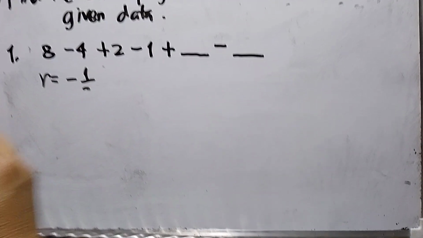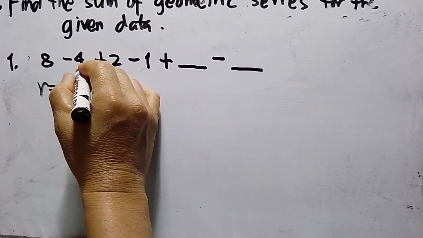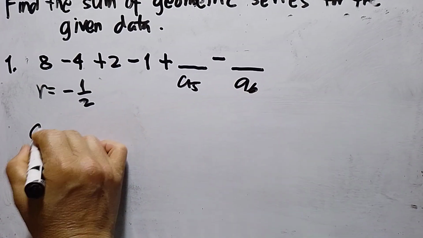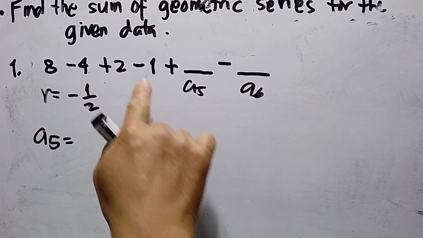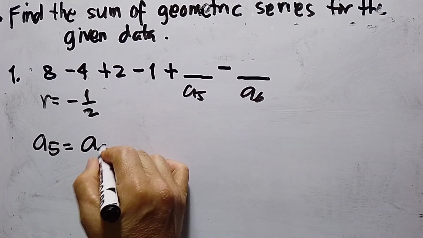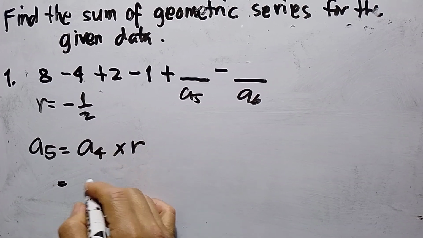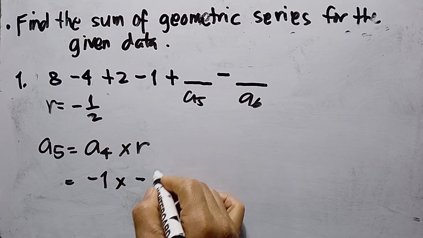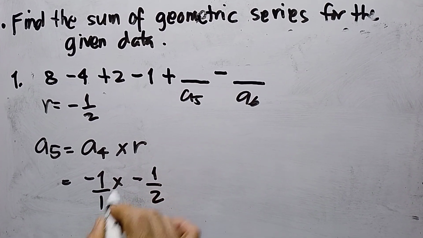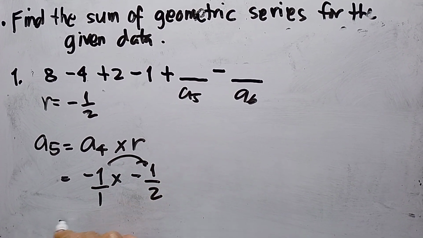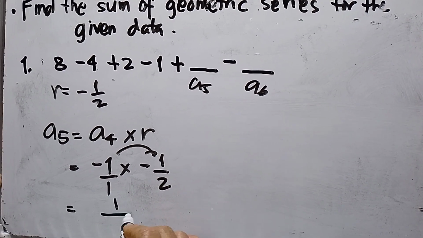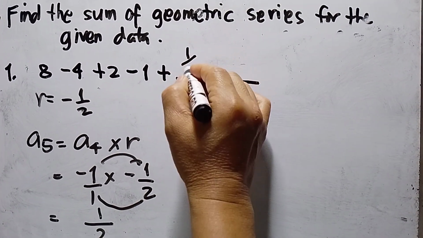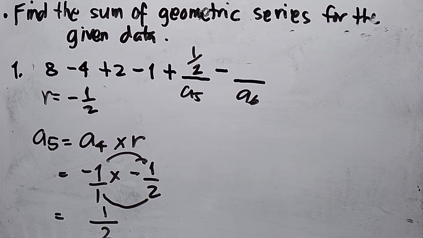Now let's find the missing term. So this is A1, A2, A3, A4, A5, and then A6. So to find A5, the same, this is A4 times R. So A4 is negative 1 times the common ratio, which is negative 1 over 2 over 1, and then multiply. So negative times negative is positive. So 1, then multiply this one is 2. So I have here A5 is 1 over 2.